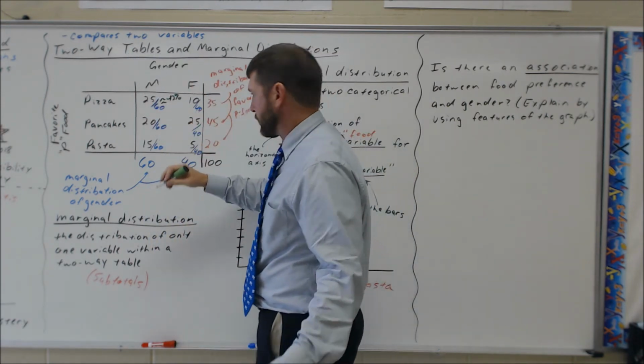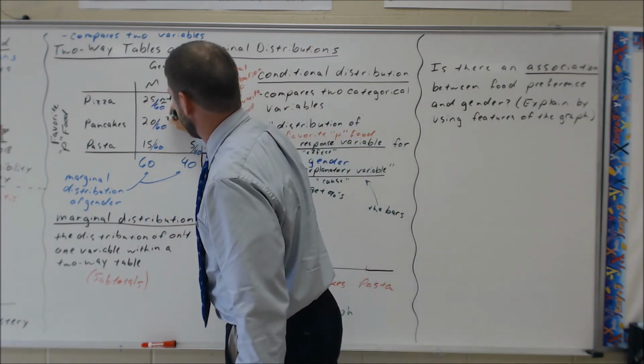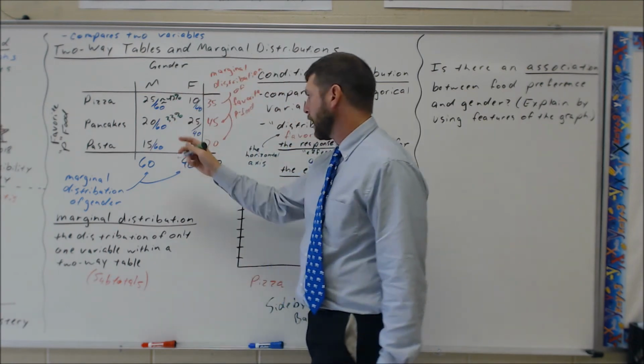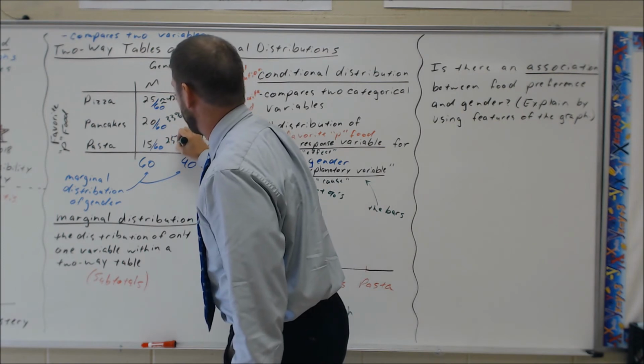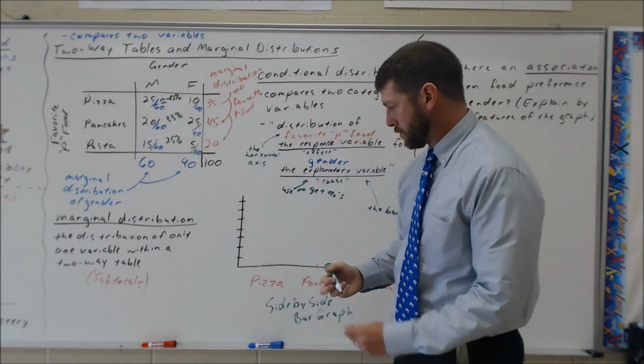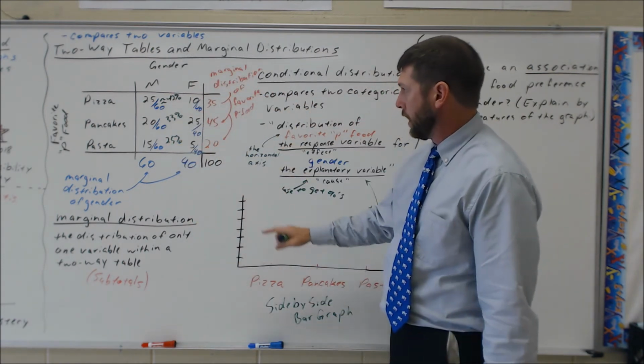20 out of 60, that's a third, so that's 33%. 15 out of 60, that's a fourth, so that's about 25%. So that's what we're going to do. We're going to go to the males for pizza.